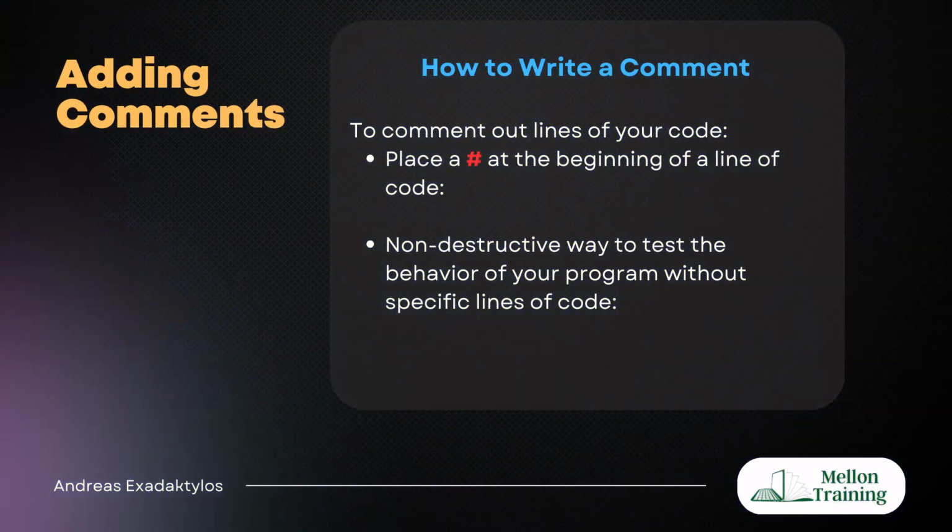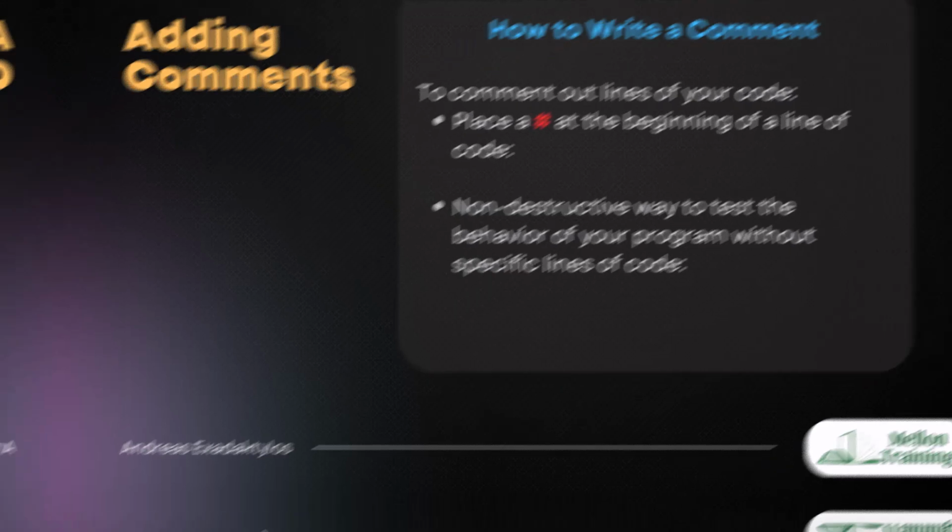You can also comment out lines of your code. To do this, you place that hash number sign in the beginning of a line of code. It's a non-destructive way to test the behavior of your program without it running specific lines of the code.